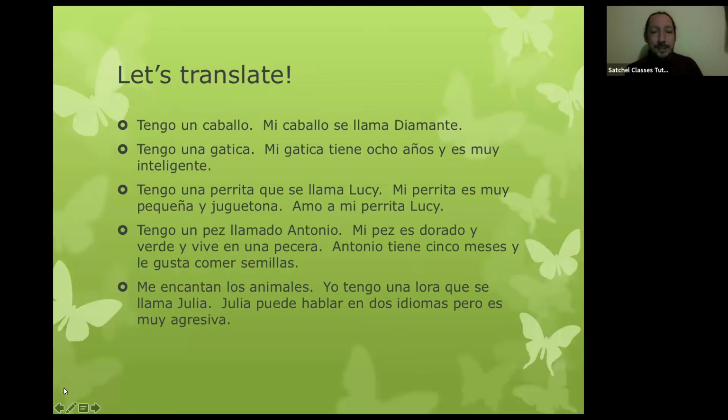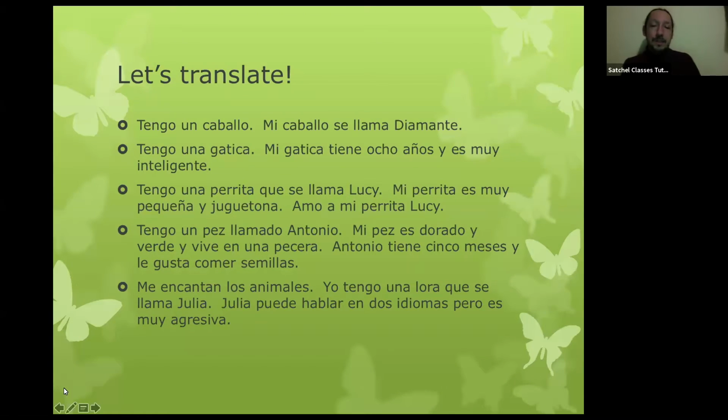Tengo una gatica. Mi gatica tiene 8 años y es muy inteligente. I have a little kitten. My little kitten is 8 years old and is very intelligent. And as you can see, I made a slight mistake when I was doing my translation. I said my gatica has, or my little cat, my kitten. Be very careful. That means is, because it's age. And we use tiene in Spanish, but use are or is in English.